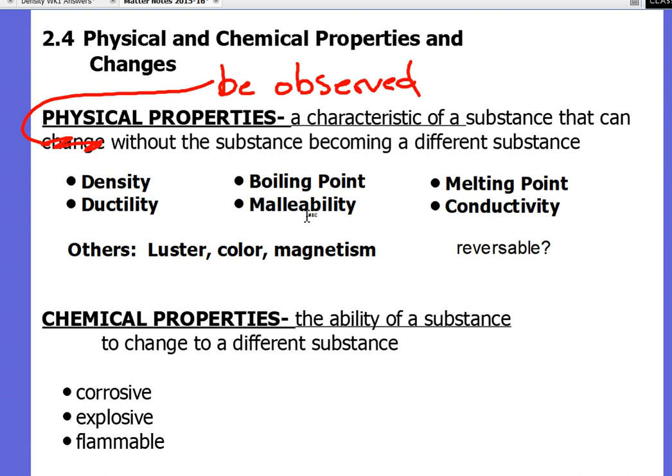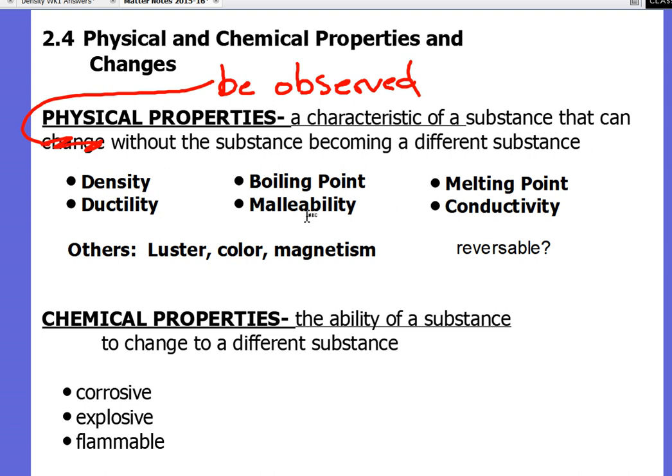Boiling point. You boil the water, it becomes steam. Is it still water? Is it still H2O? It is still H2O, and to prove it, you could cool it off and condense it right back to H2O. Same thing with melting. You got an ice cube, you warm it up, it's liquid. You cool it off, it's a solid. So that's where I apply the reversible aspect. Things that are easily reversible are physical properties.